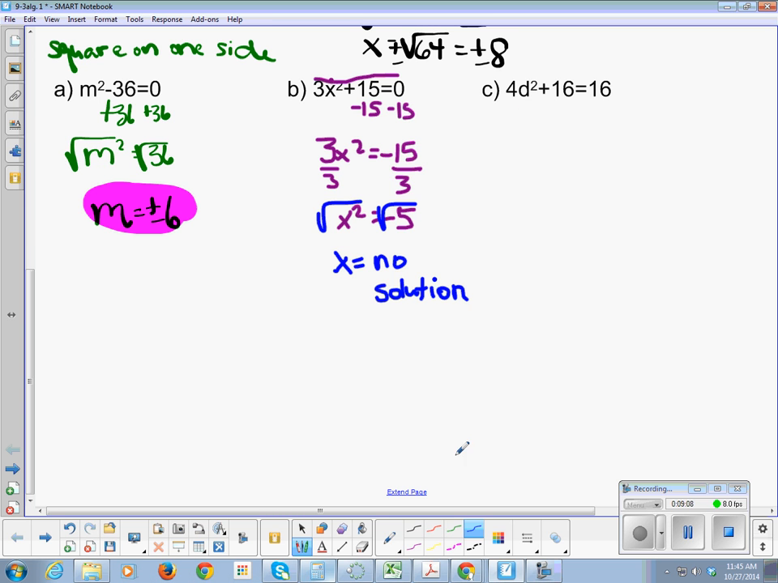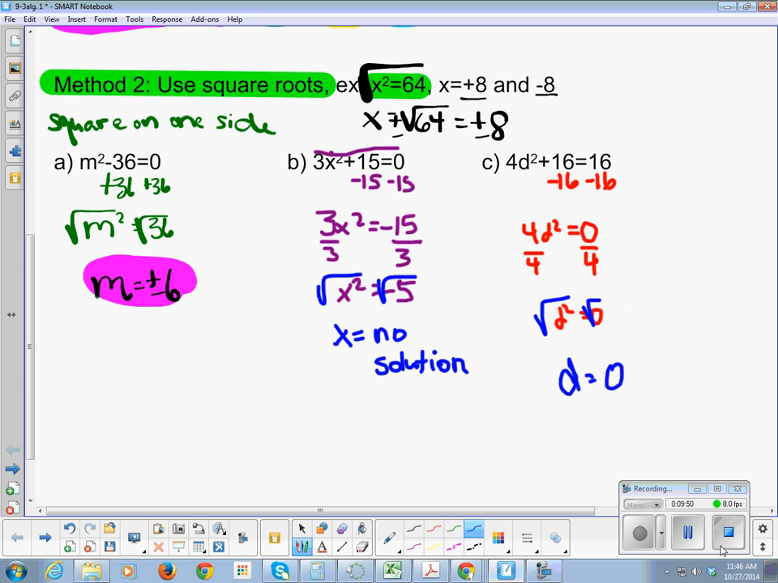All right, last problem. So I want to solve for d squared here, so I'm going to subtract 16 from both sides. We have 4d squared equals 0. I'm going to divide by 4. I get d squared equals 0, square root of both sides. And d equals 0. Easy peasy, lemon squeezy. And that's how you use roots to solve quadratics.